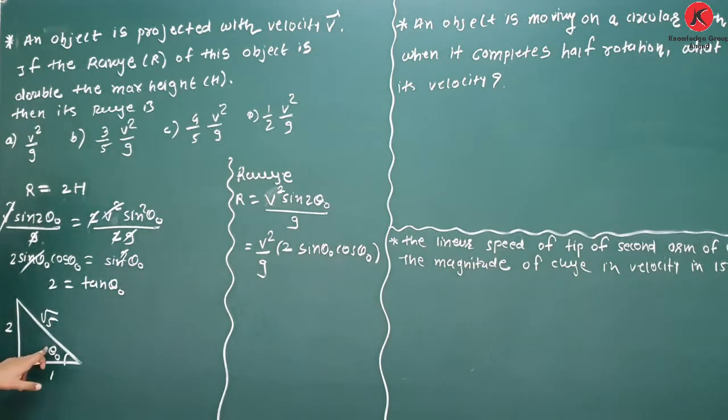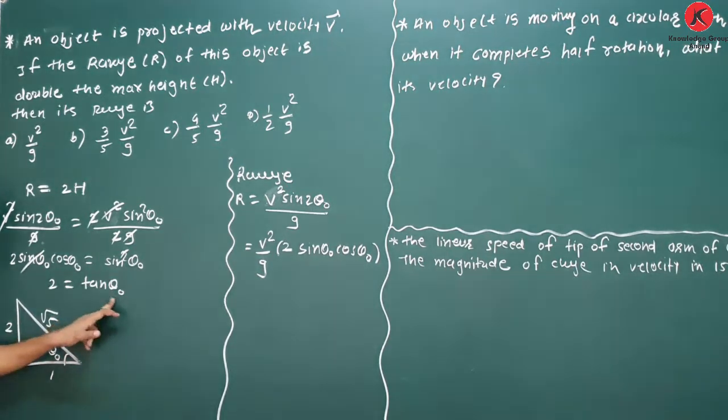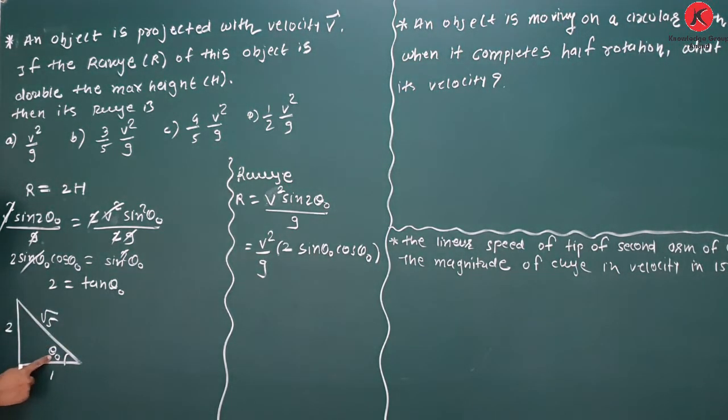So tan theta means opposite side upon adjacent side. Tan theta 0 is equal to 2. So what is the meaning of tan theta 0 is equal to 2? You have to draw one triangle. Let it be angle theta 0. Tan theta 0 is equal to 2 means I can write it like this, 2 upon 1. Then I can find this hypotenuse. It is root 5.